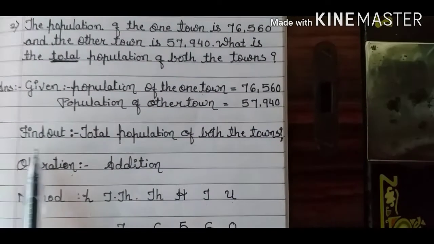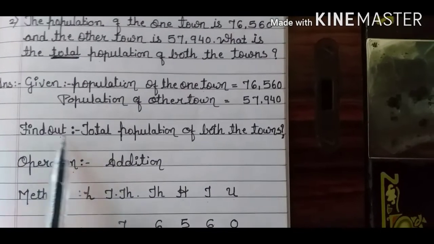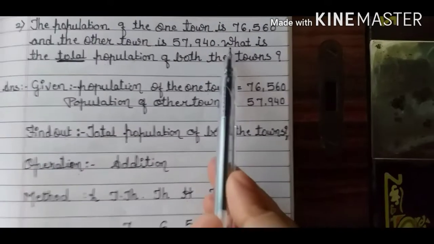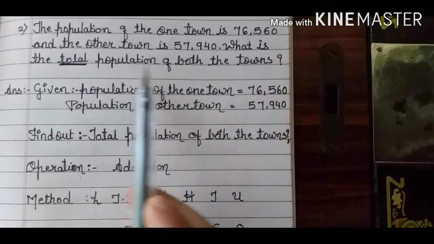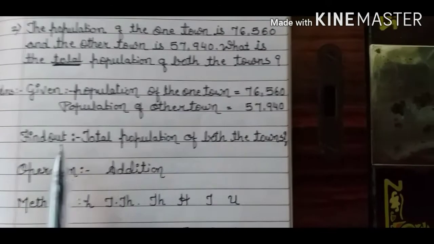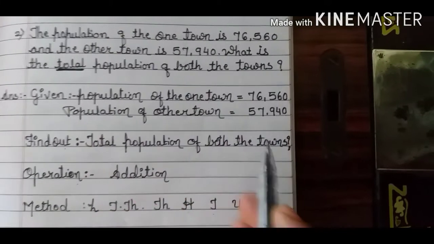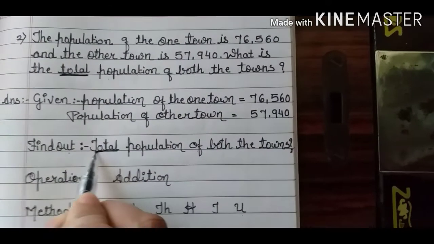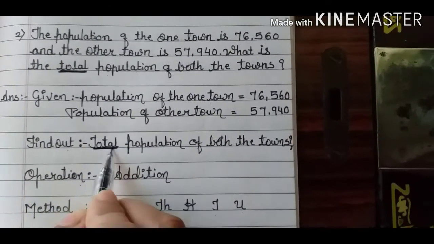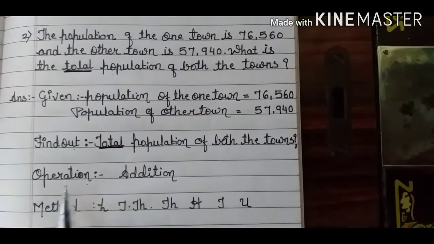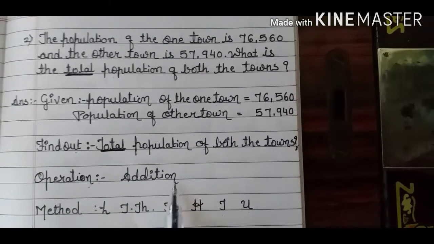57,940. Now second step is find out. So what we have to find out? See the question is, what is the total population of both the towns. So in find out also you have to write total population of both the towns. So you underline the total word, that is the keyword for the addition. So our operation is addition.